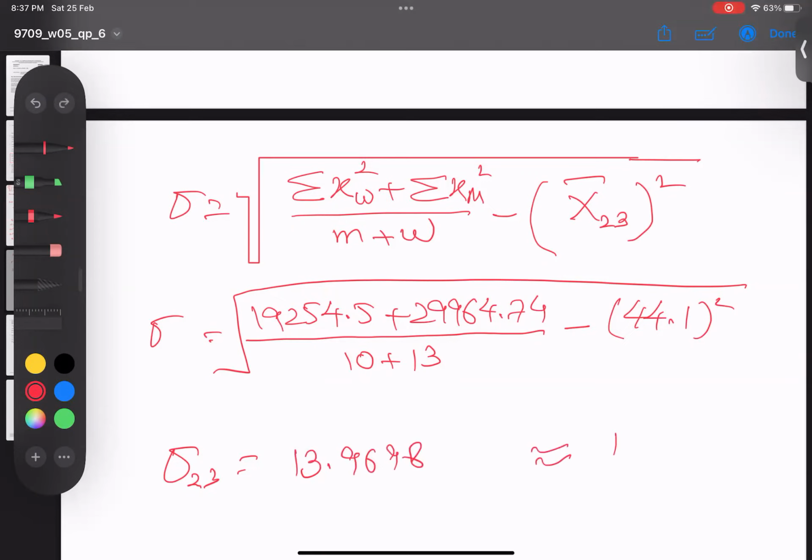So alhamdulillah rabbil alameen. The deviation of the whole group is 14. The reason is that when you round, we have to round up, and ultimately it becomes 14. Alhamdulillah rabbil alameen. The concept is very clear.